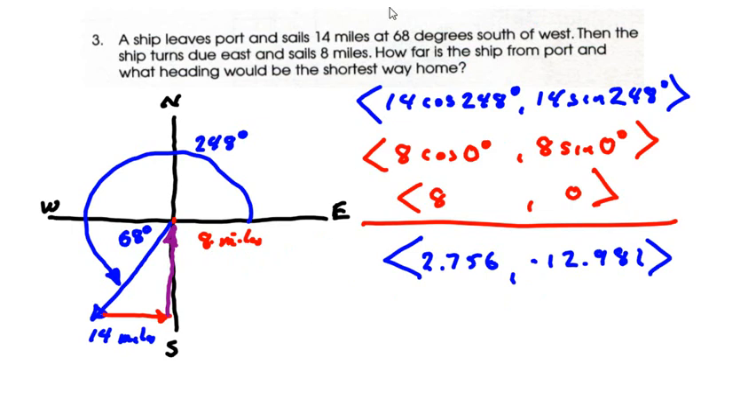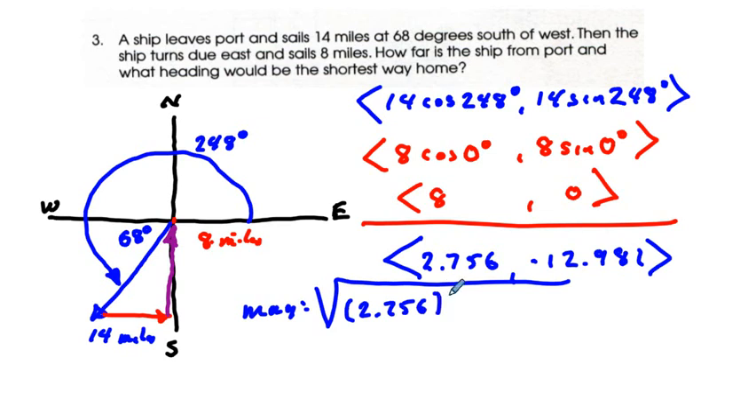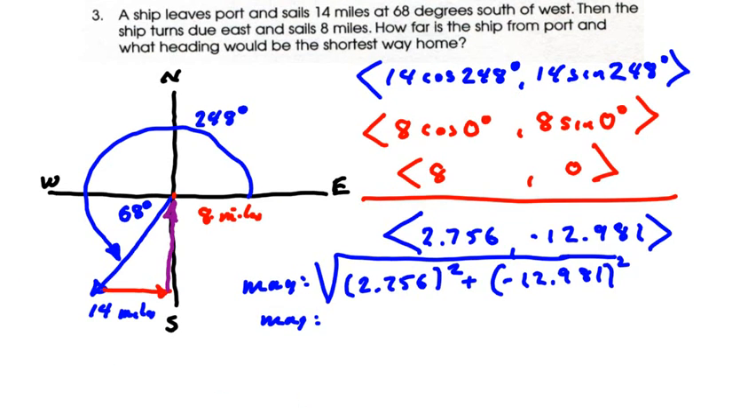So for this one, our magnitude is going to be the distance away, which is going to be this 2.756 squared plus we have this negative 12.981 squared, and that's going to be our magnitude, the distance away, and how far the ship is from port. So let's go to our calculator.